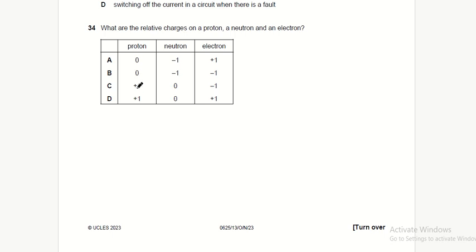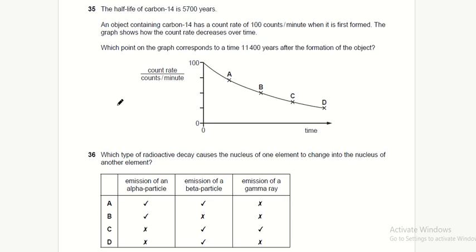Relative charge: proton, neutron 0 and electron -1. Carbon-14 has a half-life of 5,700 years. If we have an interval of 11,400 years, how will the count rate decrease? So this represents 2 half-life time intervals.